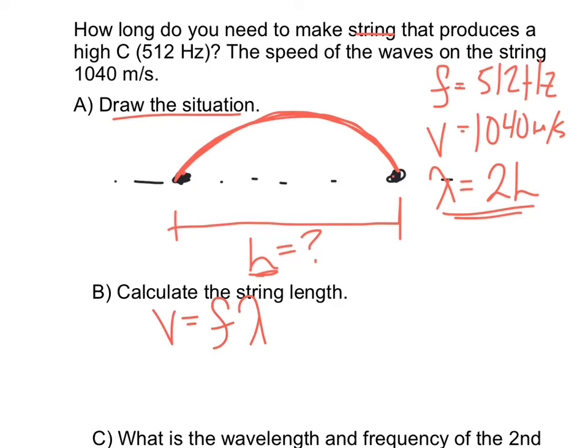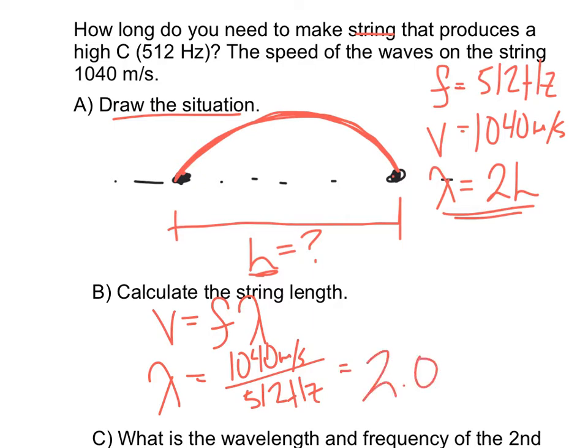Because if I want to find the wavelength then, all I need to do is take my wave speed, 1040 meters per second, and divide by my frequency, 512 hertz. And I should find that the wavelength of this wave is 2.03 meters. However, that's not the same as the length of this string. The string itself that we're oscillating on is much shorter. It's half the length of our wavelength for this standing wave.